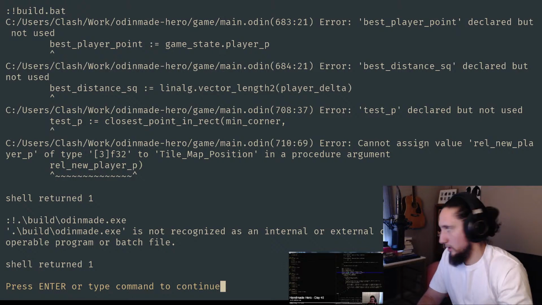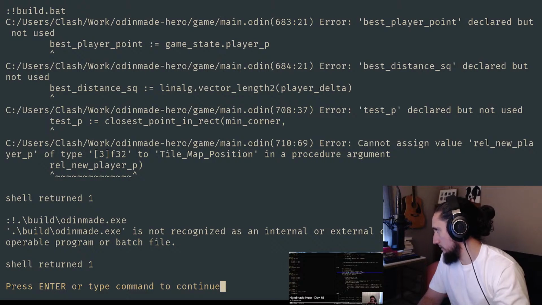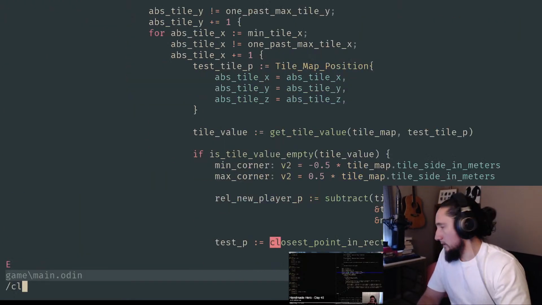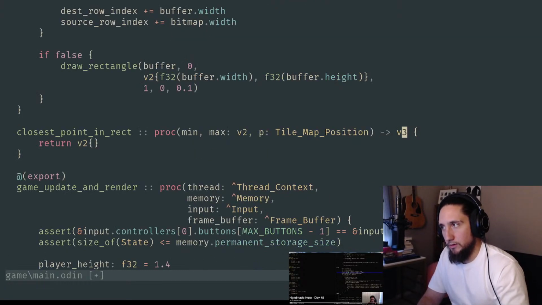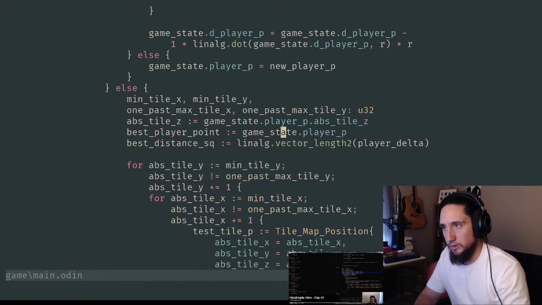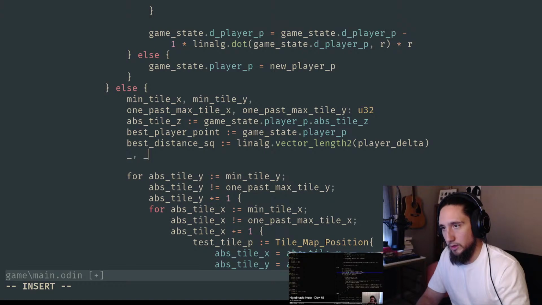rel new player P. Oh, rel new player P is not a tile map position. Is it? Where did he declare that? Oh, it's a tile map difference. Oh, okay. I don't have that because I'm making it a vector 3. We still return a vector 2, but this is going to be a vector 3. So now it's just going to complain about these unused variables. I will get it to shut up about that.